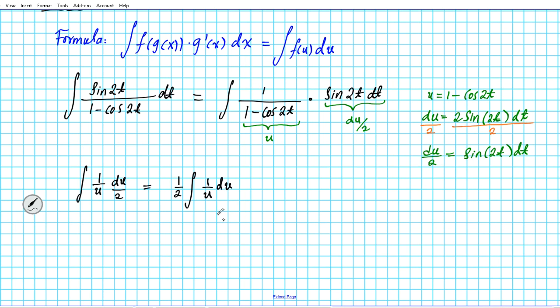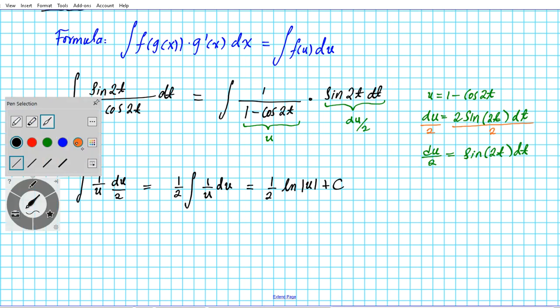Do you see the power of the u substitution method? This complicated integral right here has completely been simplified into this elegant looking integral, which is very easy to integrate. So the antiderivative of 1 over u is the natural logarithm of u. So this becomes 1/2 of the natural logarithm of the absolute value of u plus c. Are we done? The answer is no.